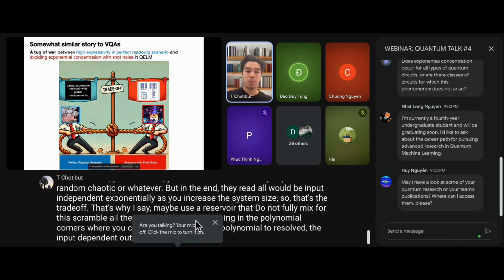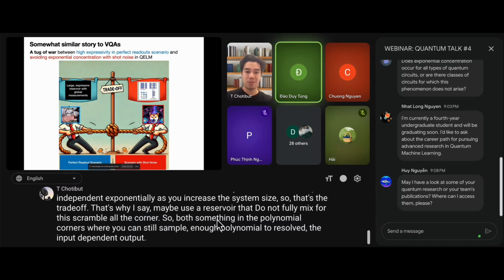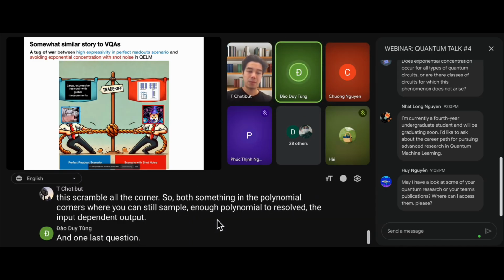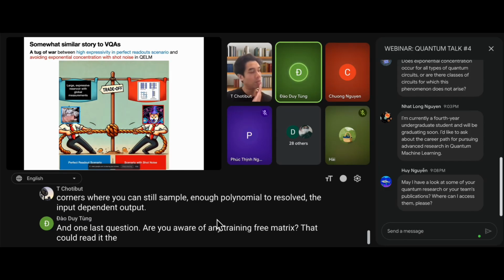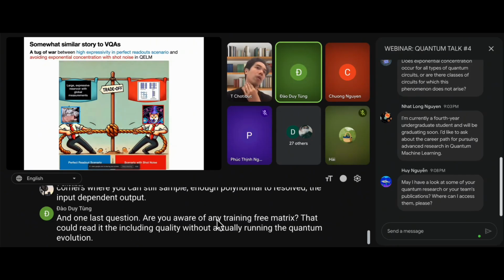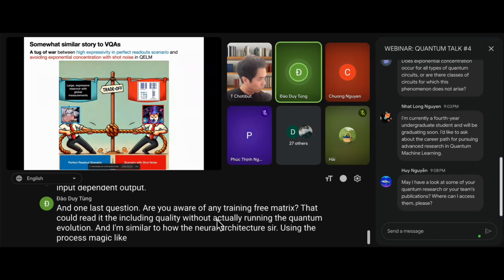Oh yeah, clearly. And one last question. Are you aware of any training-free metric that could predict the encoding quality without actually running the quantum evaluation? Similar to how neural architecture search uses proxy metrics like gradient norm or SynFlow to avoid the full training.